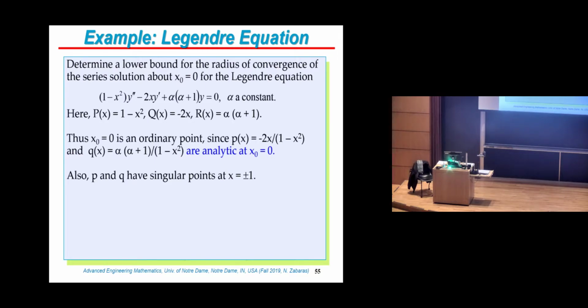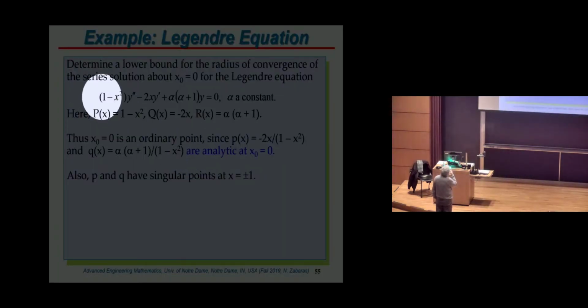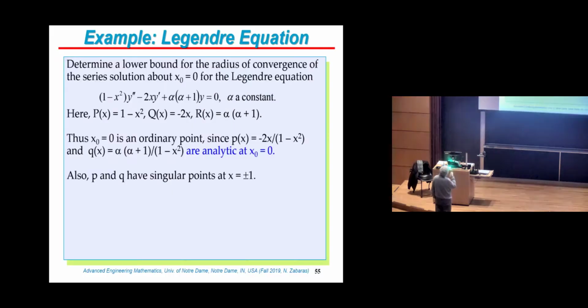So this is actually the Legendre equation, and we will spend at least one lecture with this equation because it has very interesting types of solutions. The coefficients are polynomials. You can see 1 minus x squared, 2x, and this is a constant, alpha times alpha plus 1. So the coefficient p is 1 minus x squared, q is minus 2x, and r is equal to this constant alpha times alpha plus 1.